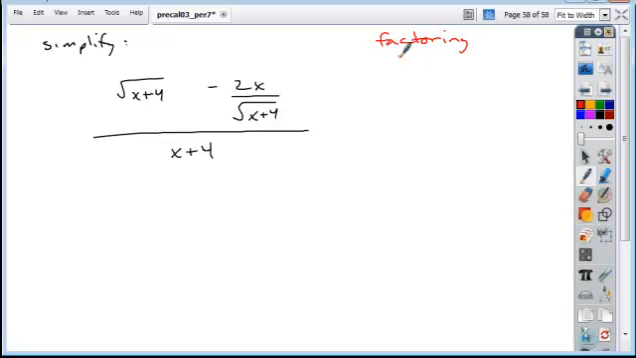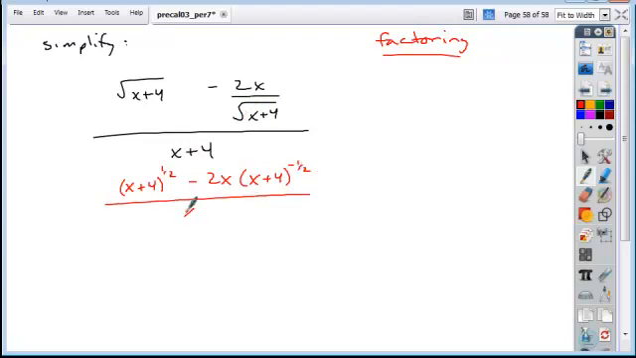If you choose to solve these by factoring, you're going to rewrite everything as a rational power. So here we would get x plus 4 to the what power? 1/2 minus 2x times x plus 4. Now what power is going to move a square root or identify a square root that's in the denominator? -1/2, good. And that's all over x plus 4.